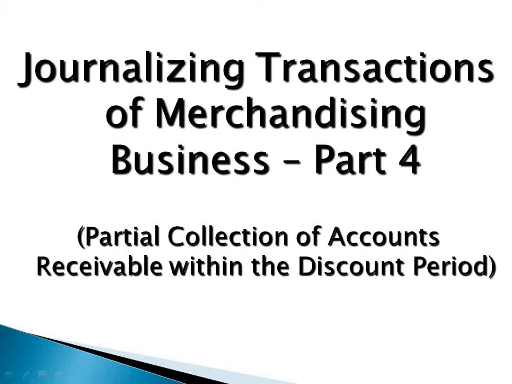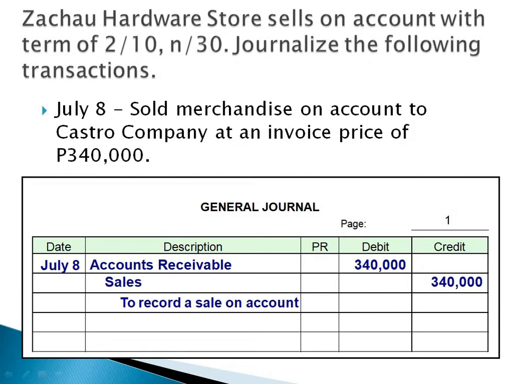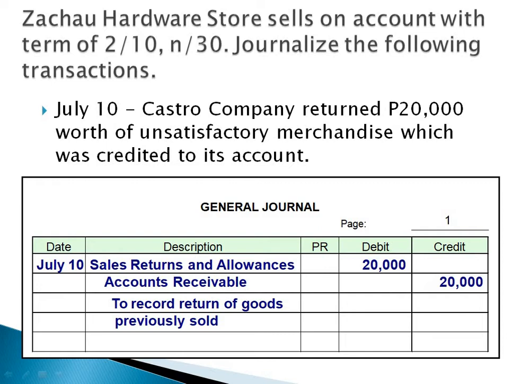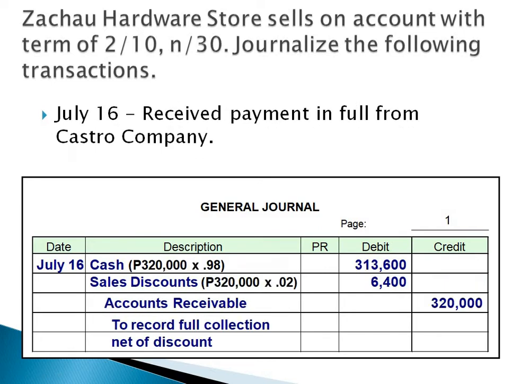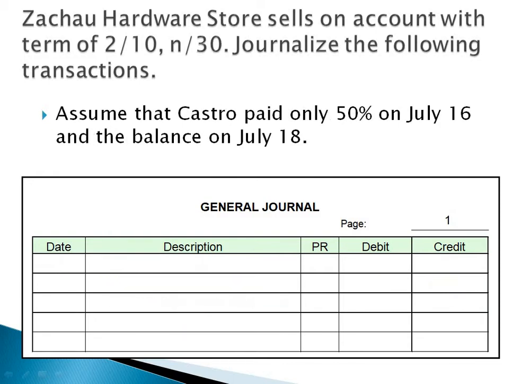In the third part of this video series, we encountered the following transactions of Sakaw hardware store, for which we prepared journal entries. For this episode, let's have this one. Assume that Castro paid only 50% on July 16 and the balance on July 18.